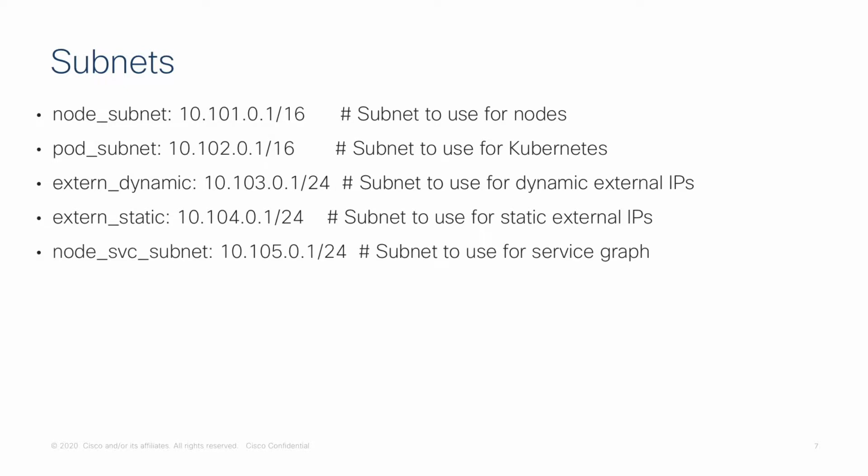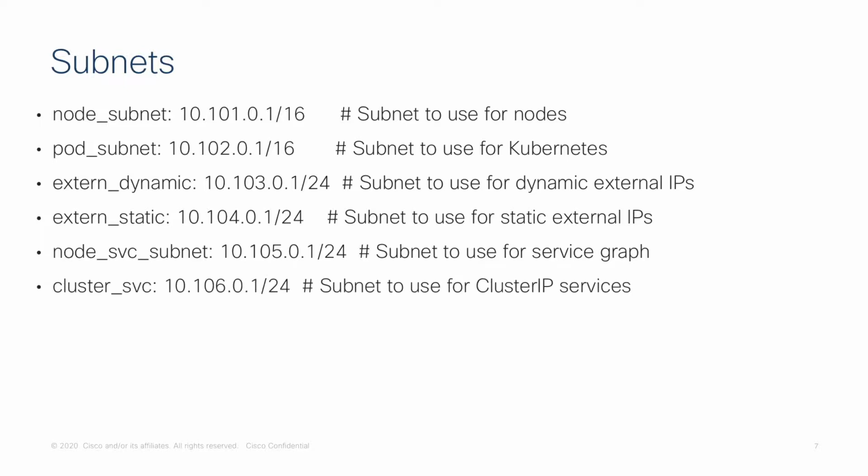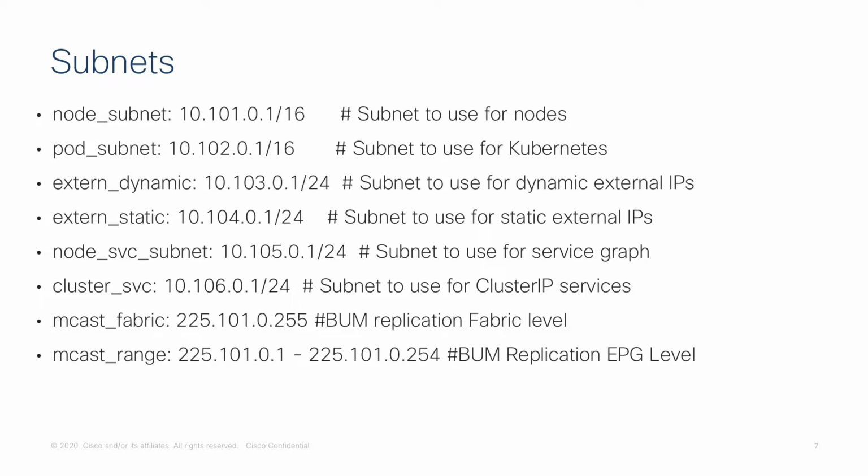Next, we need to define a node service subnet. This is an internal subnet that is used as part of the ACI PBR redirection feature. We use PBR to load balance incoming traffic to the nodes for the external services. Then we need a cluster service subnet. This one is used to load balance east-west services, and it maps to the cluster IP subnet. The multicast addresses are used for broadcast, unknown unicast, and multicast traffic replication. We need one IP for fabric-wide replication and a range of multicast addresses used for every EPG. So in this example, I can support up to 254 EPGs in this cluster. This IP must not overlap between different container domains.